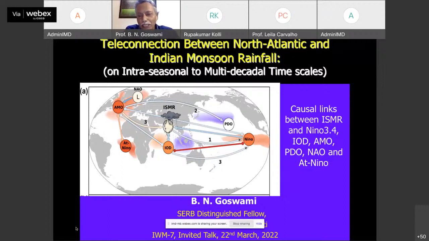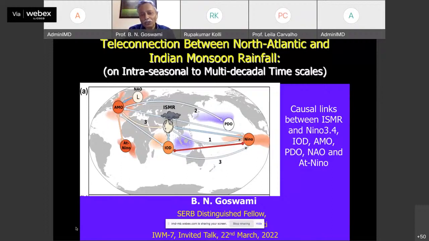And we have known that El Nino is a major driver for Indian monsoon variability. But over the years, we have also known that there are associations of Indian monsoon with AMO, and also with IOD, PDO, and NAO. But the robustness of these associations is not very well established, and whether they are really drivers of monsoon independent of El Nino has not been established properly.